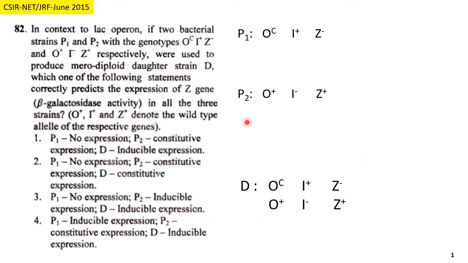As the question is in context of the lac operon and this merodiploid daughter strain has been produced, this strain is going to be diploid for lac operon genes and it will have lac operon genes from both these strains. Okay, so the question asks what kind of expression of the lacZ gene, that is what kind of beta galactosidase activity, will be seen in all these three strains. Also, all those genes represented with a positive sign are wild type genes and all those represented with a negative sign are mutant genes.